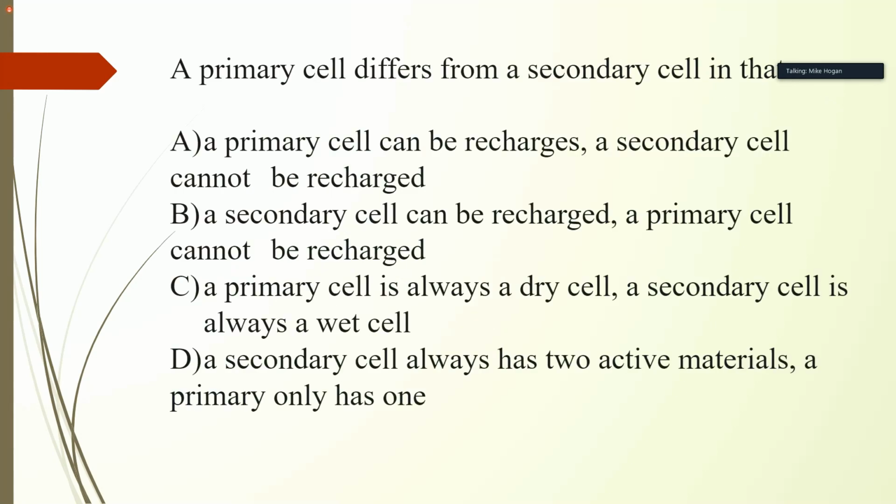A primary cell differs from a secondary cell. So we're talking about batteries here. A primary cell can be recharged. A secondary cell cannot. A secondary cell can be recharged. A primary cell cannot. A primary cell is always a dry cell. A secondary cell is always a wet cell. A secondary cell always has 2 active materials. A primary only has 1.